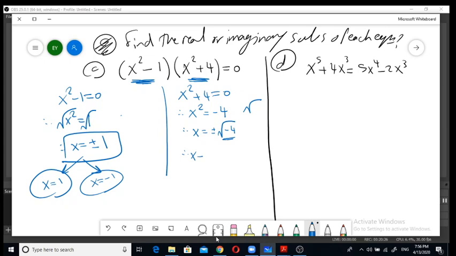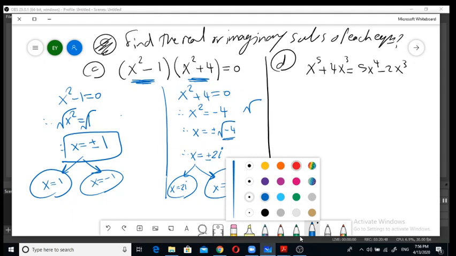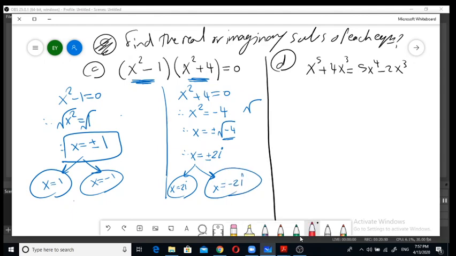So x is equal to plus or minus, we can replace the square root of negative 1 by i. So it will be plus or minus the square root of 4, which is 2i. Then we have two solutions. x is equal to plus 2i and x is equal to negative 2i. So finally we have four solutions for this equation. The solutions are 1, negative 1, 2i, and negative 2i. That's it.